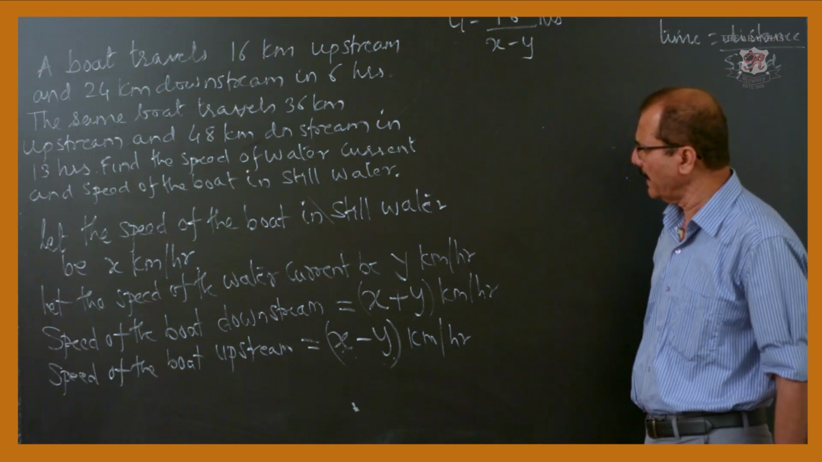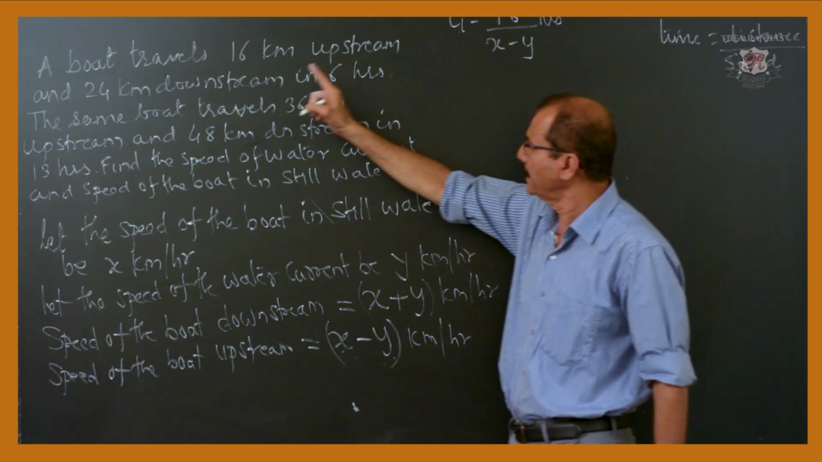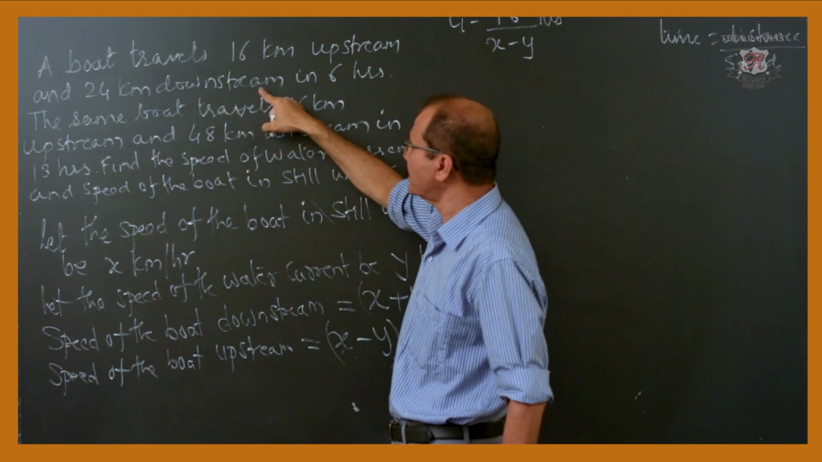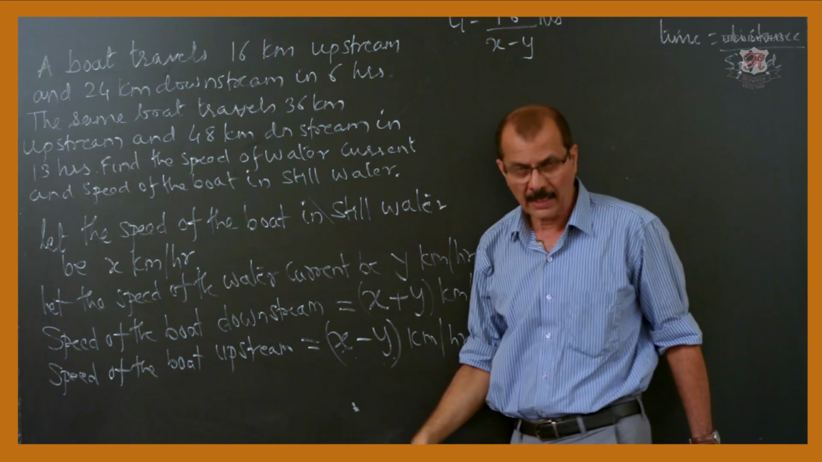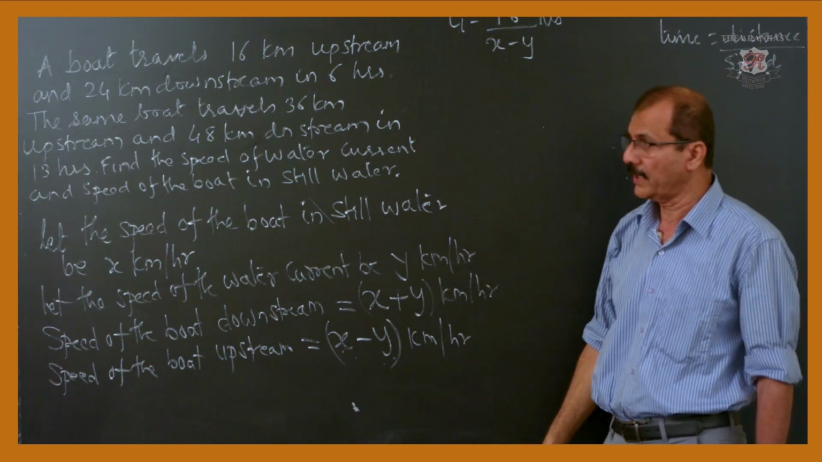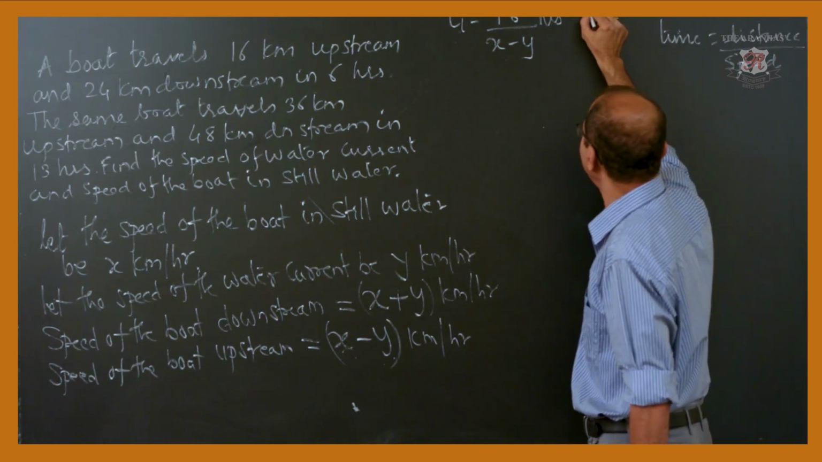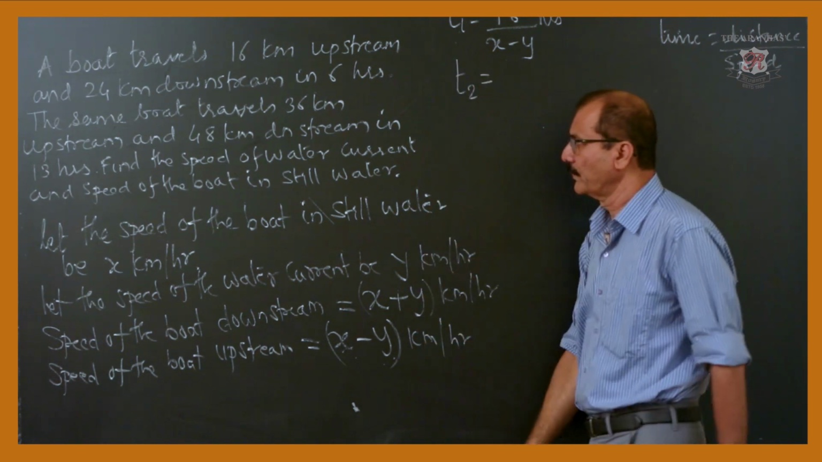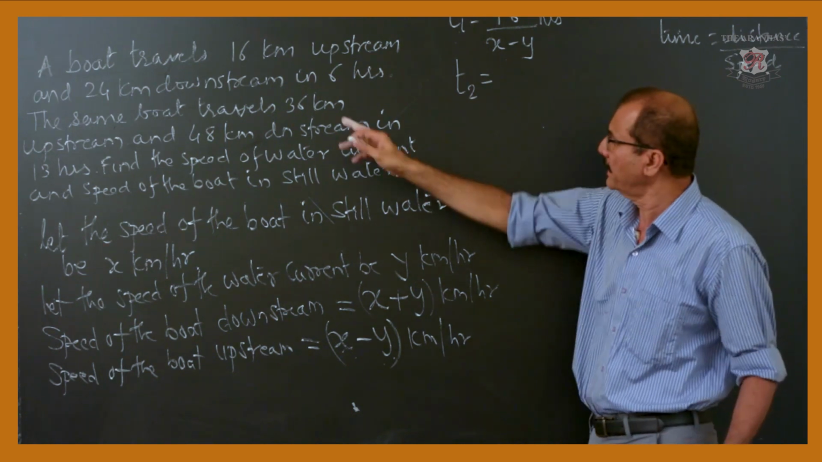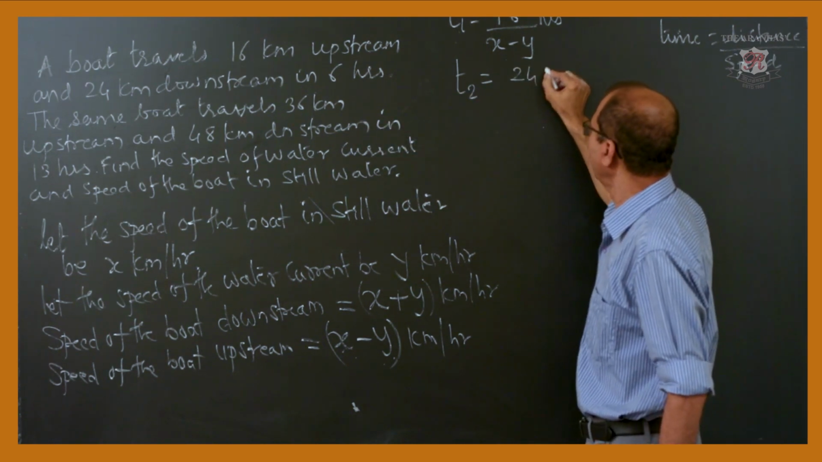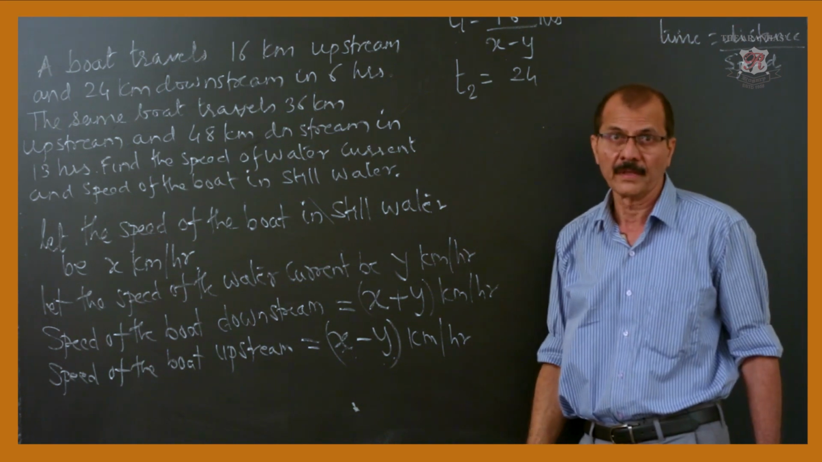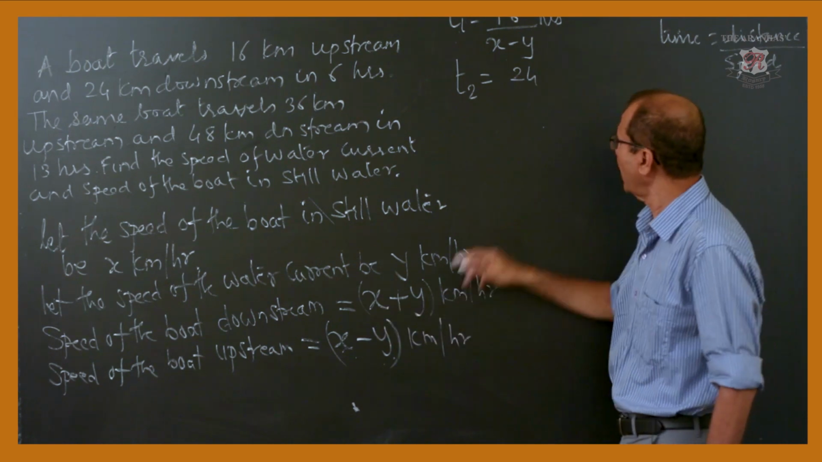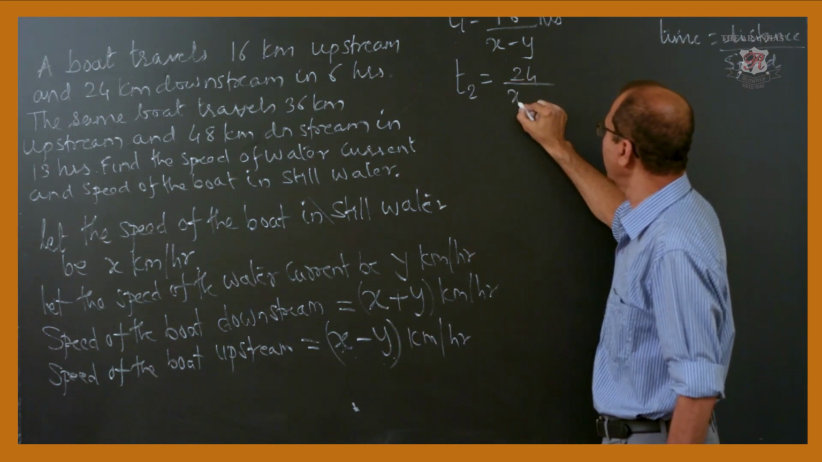Similarly, what is the time taken by the boat to travel 24 kilometer downstream? Now, how much distance is covered? 24 kilometers. So, that time I will take as T2. So, T2 is equal to, what is the distance covered? 24 kilometer downstream. What is the speed of the boat downstream? x plus y. So, distance upon speed.